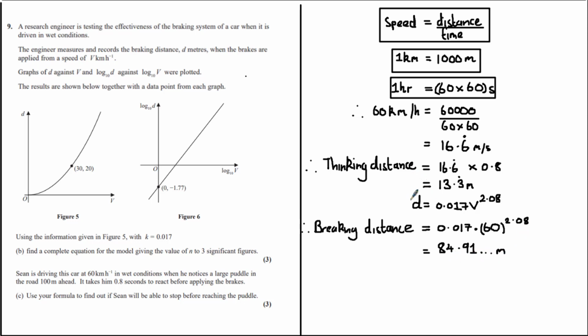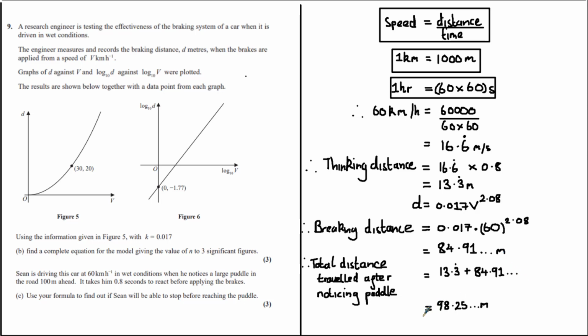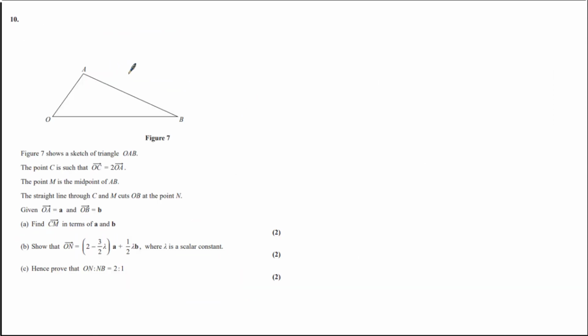So we now have the thinking distance and the braking distance. So therefore the total distance travelled after noticing the puddle is equal to 13.3 recurring plus the 84.91 and so on meters that we've just found. And that's equal to 98.25 and so on meters. And since this value is less than 100 meters, we can conclude that Sean will be able to stop before reaching the puddle. Question 10.